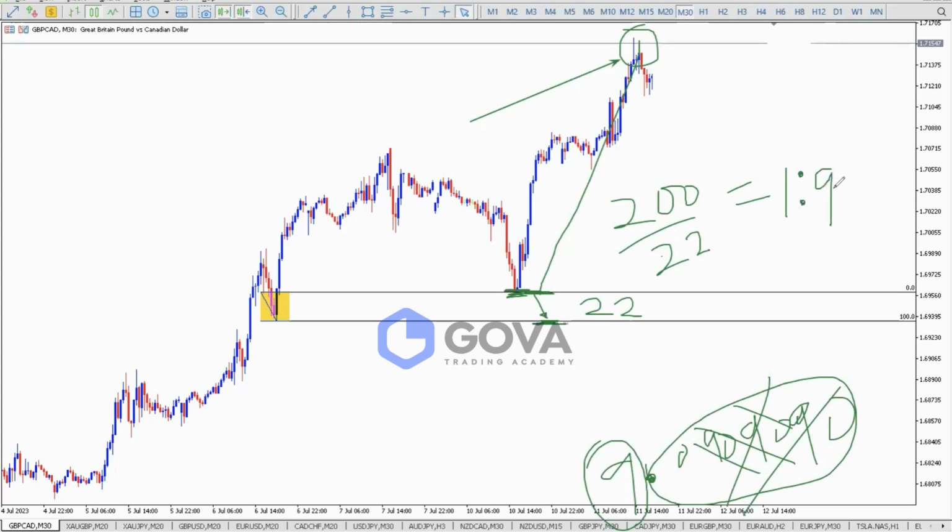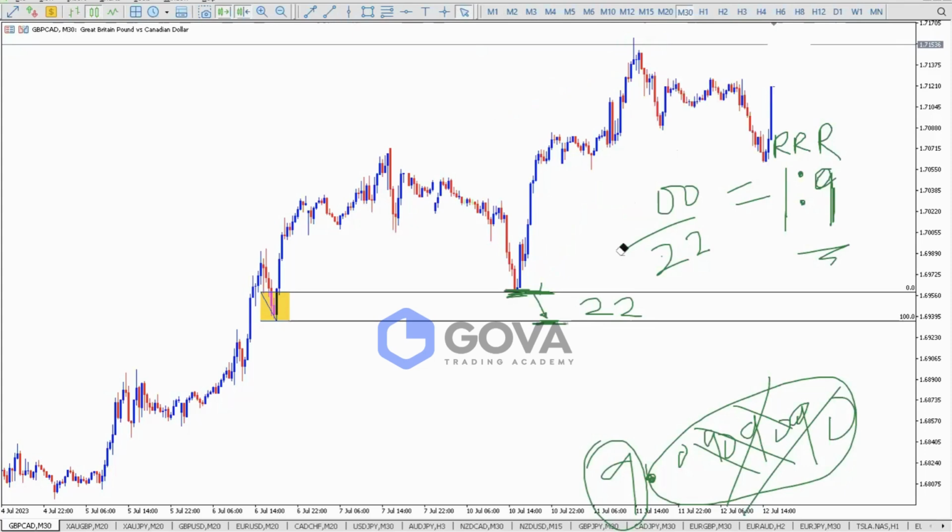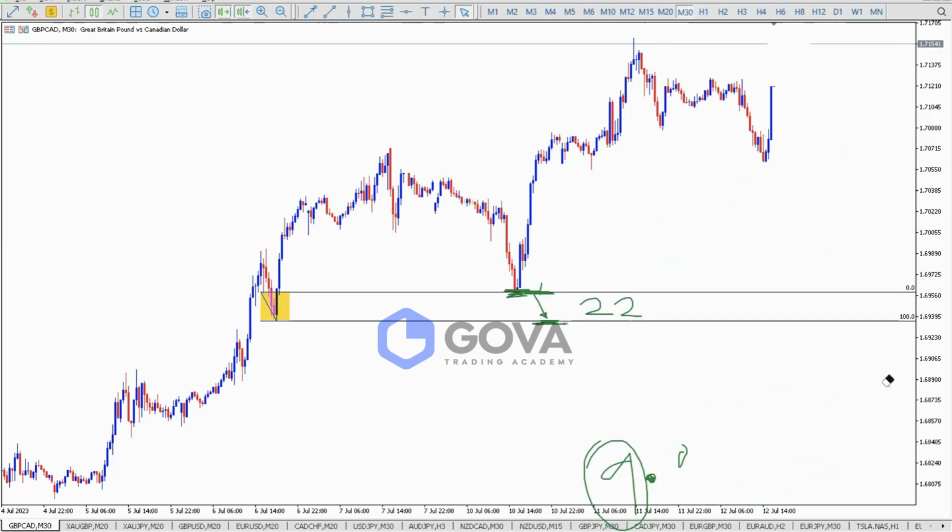On this trade, 1:9. So which means we are having a risk-reward ratio, which is known as RRR, of what? Of 1:9. All right. So that is how to calculate your risk-reward ratio on a trade, and so on and so forth.